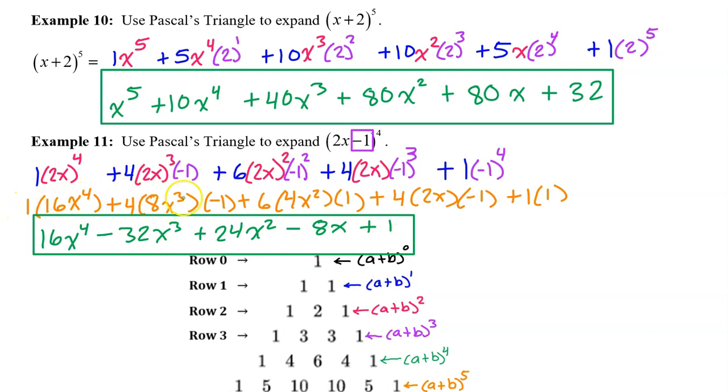Again, if you wanted to skip this orange step, that means you're going to do something like this. 2 to the third power is 8. 8 times 4 is 32. And then the negative 1 makes it a negative 32.